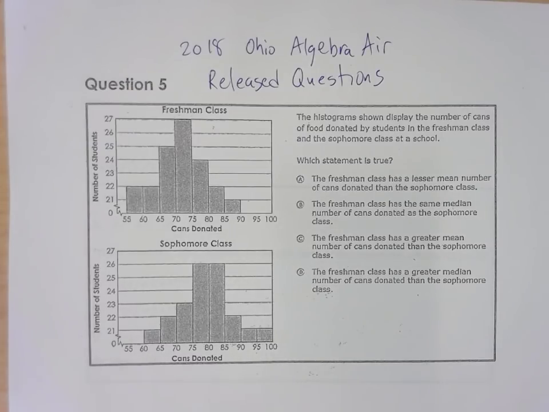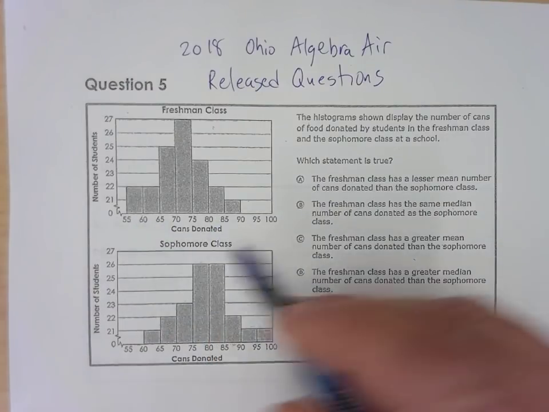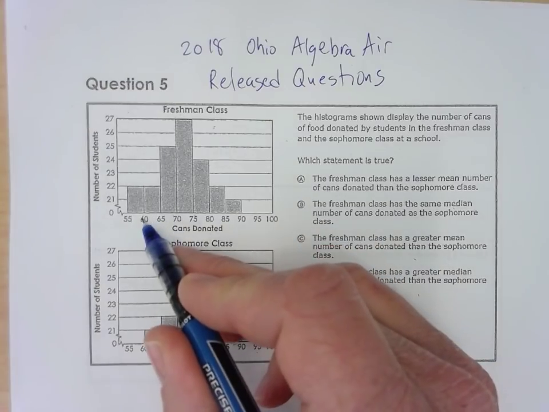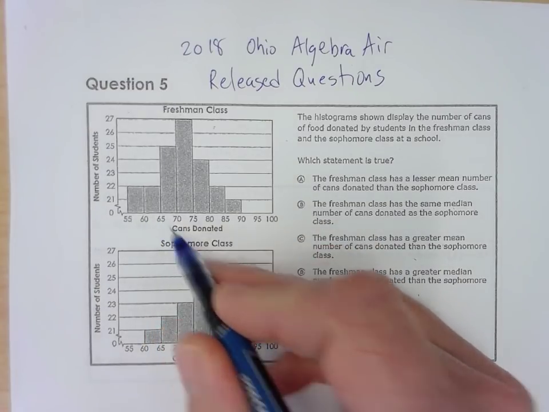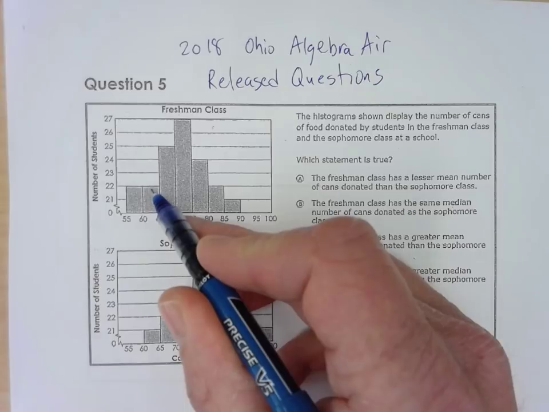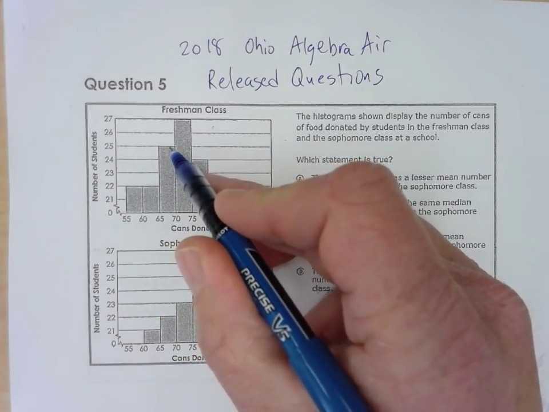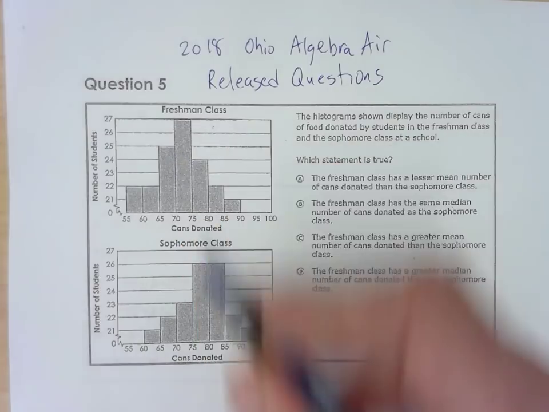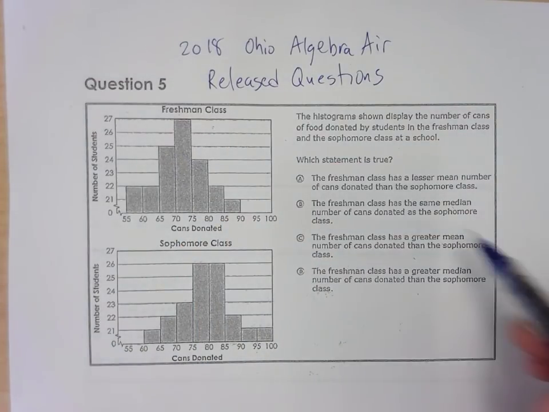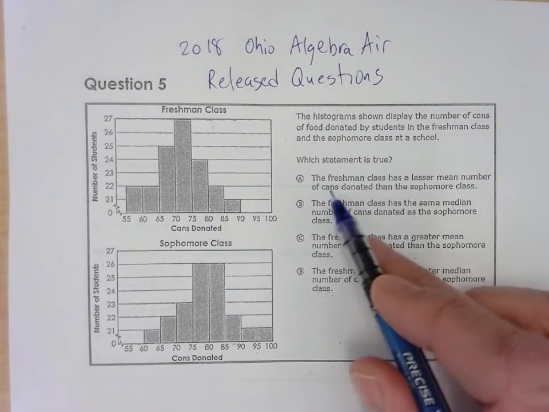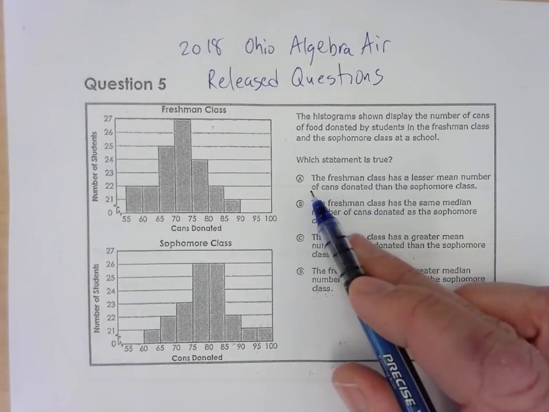So question number 5 here deals with a histogram. A histogram has to do with numbers here. Right here it says 60 to 65 cans were donated, and 22 students did that. And then in this range here, 25 students did that. There's the freshman class versus the sophomore class. It says which statement is true, and I'm leaning towards A here, which is the correct answer.